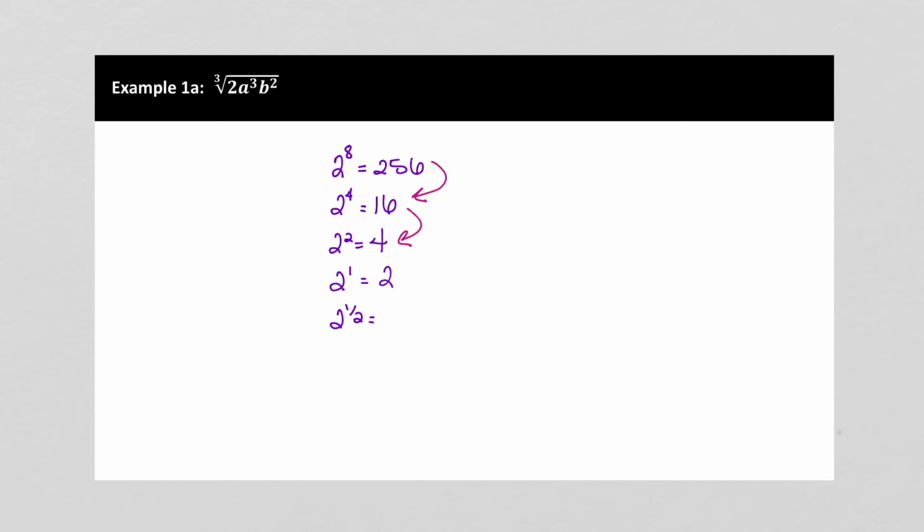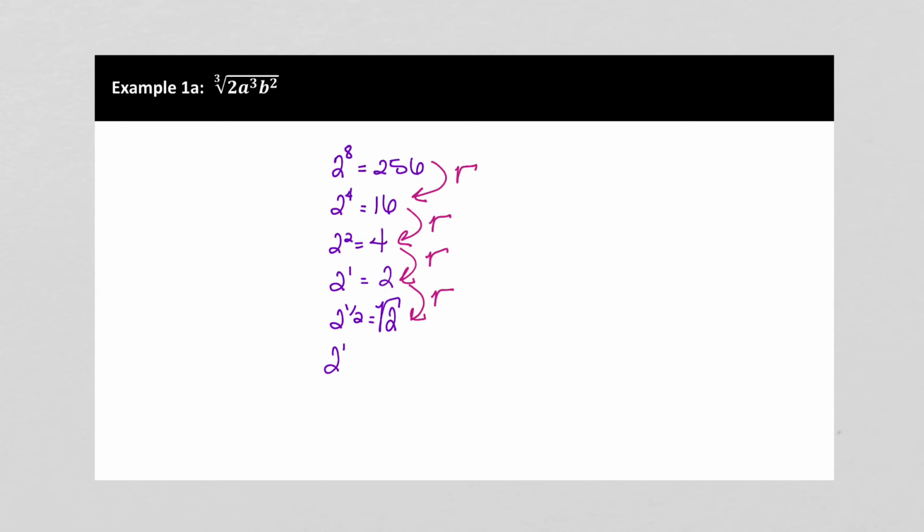If you take the square root of 256, you get 16. If you take the square root of 16, you get 4. If you take the square root of 4, you get 2. If you take the square root of 2, you get the square root of 2. So this is why 2 to the 1/2 is the same as the square root of 2.